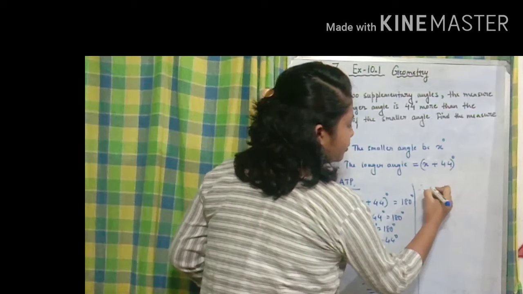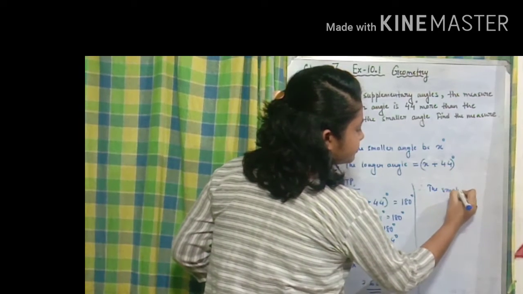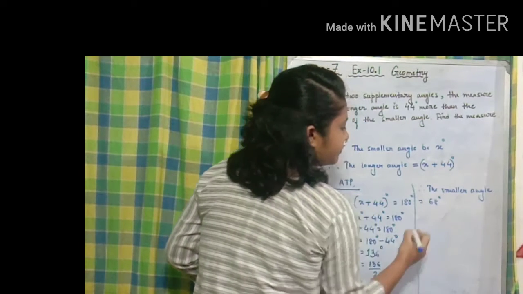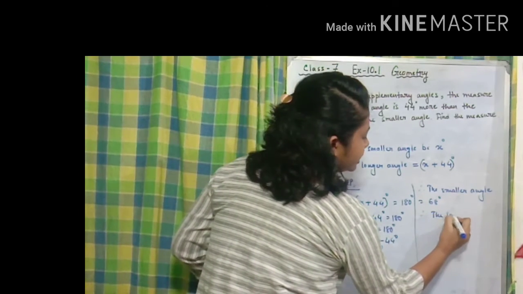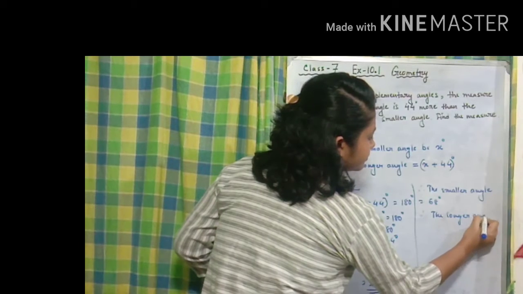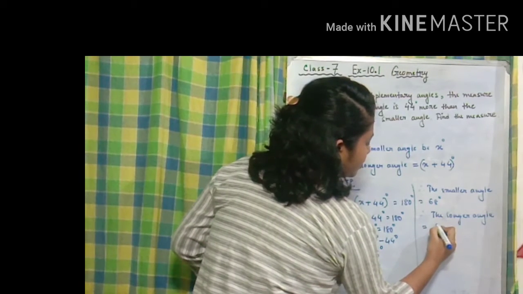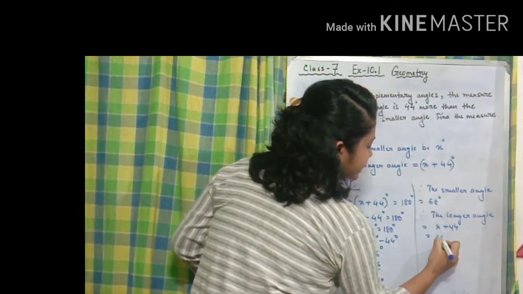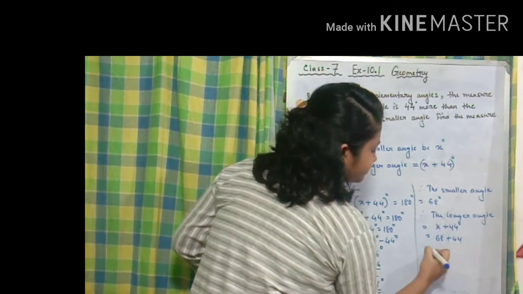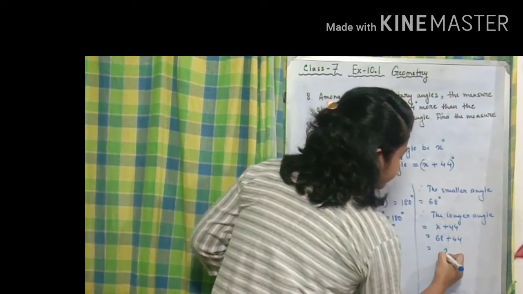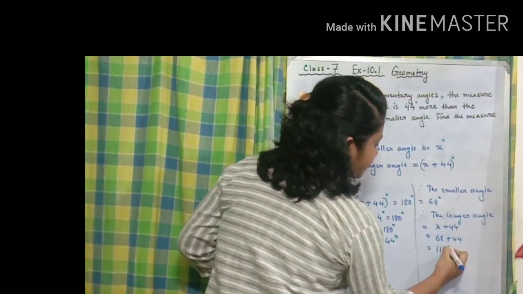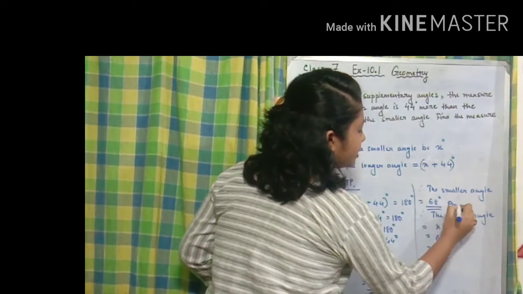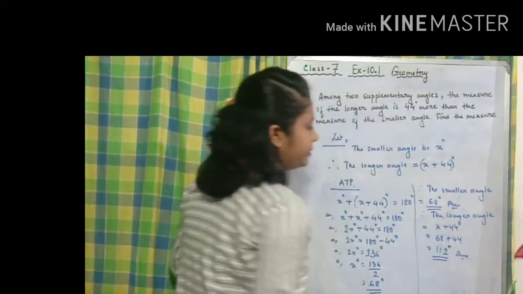Therefore, we are going to write the smaller angle is equal to 68 degree. Therefore, the longer angle will be x plus 44, that means 68 plus 44, that gives what? 112. So the angles are 68 and 112 degrees. Okay.